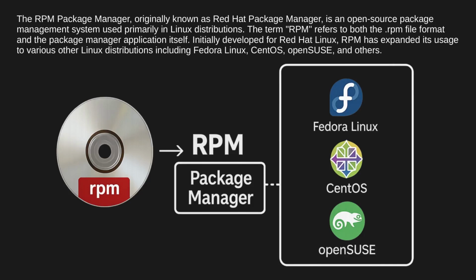The RPM Package Manager, originally known as Red Hat Package Manager, is an open-source package management system used primarily in Linux distributions. The term RPM refers to both the .rpm file format and the Package Manager application itself. Initially developed for Red Hat Linux, RPM has expanded its usage to various other Linux distributions, including Fedora Linux, CentOS, OpenSUSE, and others.